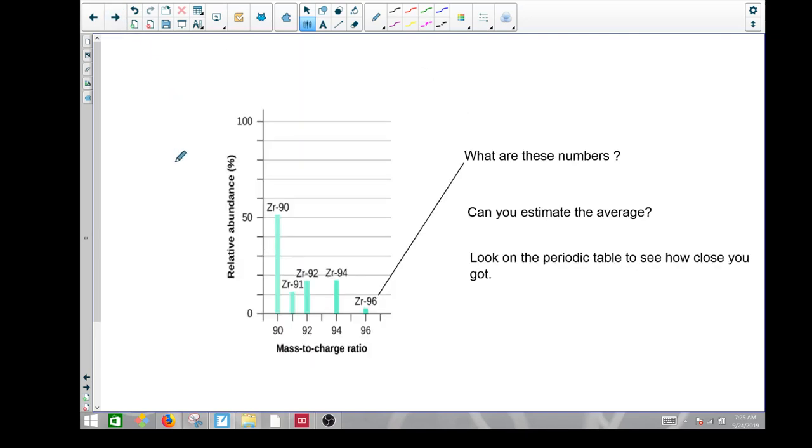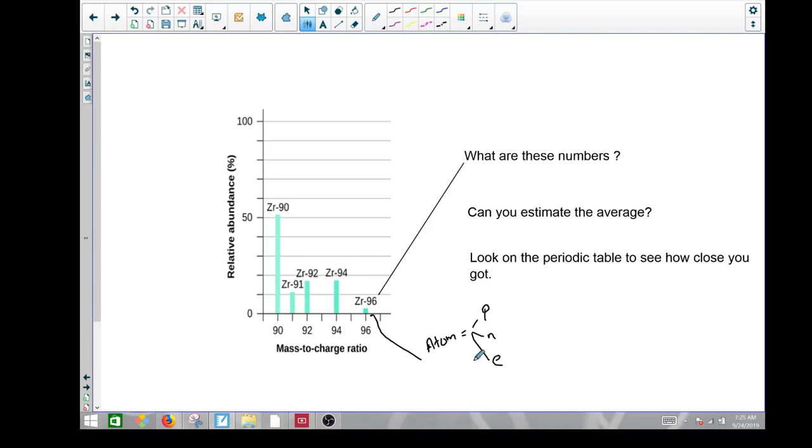All right, here's another example. This is zirconium. Again, let's review. What are these numbers on here? Well, for a particular atom, each of these represents a very specific atom. For zirconium-96, how many protons are there? How many neutrons are there? How many electrons are there? Take a moment, pause the video, and try it out.